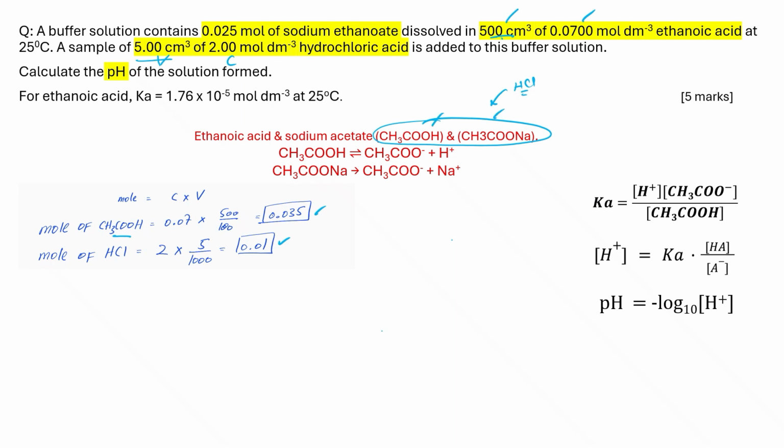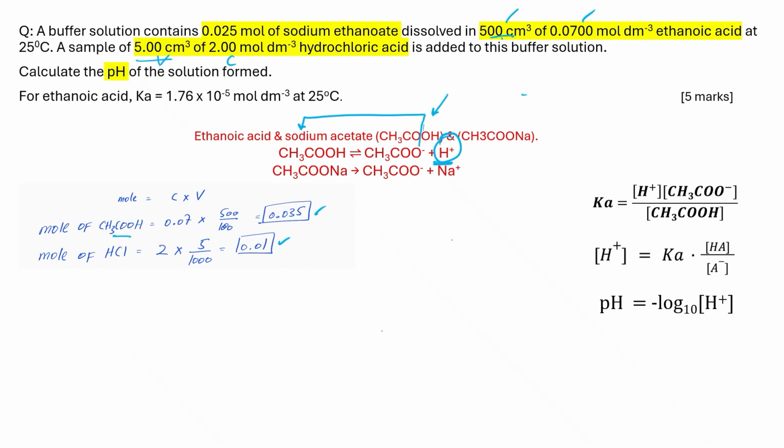So how will the concentration of the different components of the buffer solution be affected when you add HCl? When you add HCl, the concentration of H positive ion in that solution will increase. So this equation will move to the left side, right? According to the Le Chatelier principle. When you add acid, because of more H positive ion, the equilibrium will shift to the left.